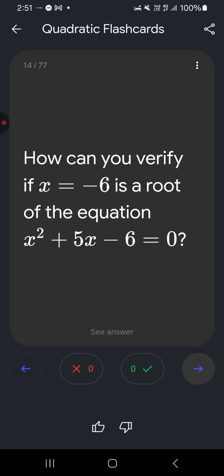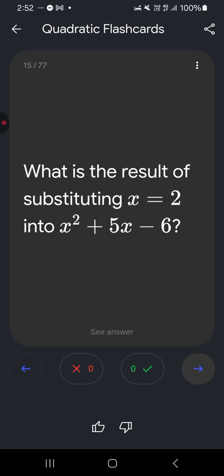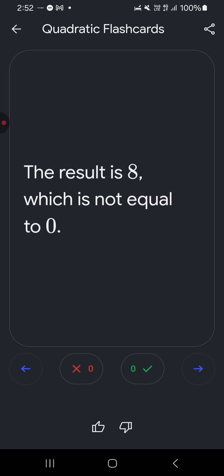How can you verify if x is equal to minus 6 is a root of the equation x square plus 5x minus 6 is equal to 0? Substitute minus 6 for x. If the result is 0, it is a root. What is the result of substituting x is equal to 2 into x square plus 5x minus 6? The result is 8, which is not equal to 0.